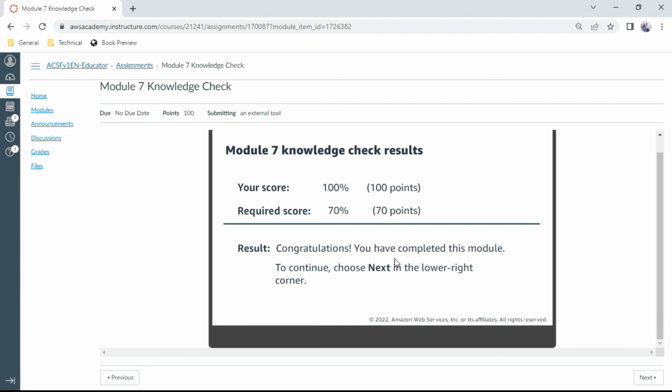So hence we have completed this module 7, and this is the last module in our AWS security knowledge check series. Yes, congratulations, you have completed all sets of modules, and best of luck for your exam preparation.